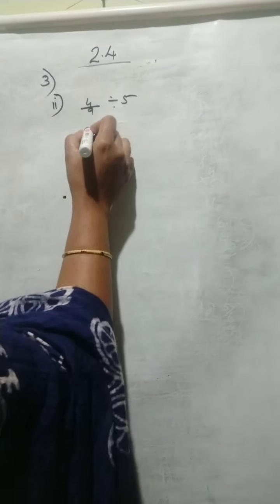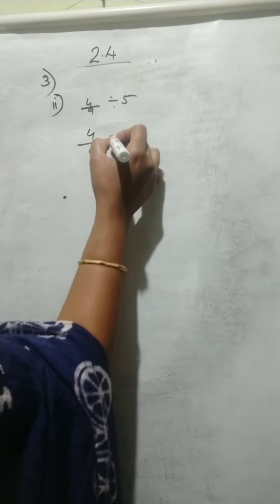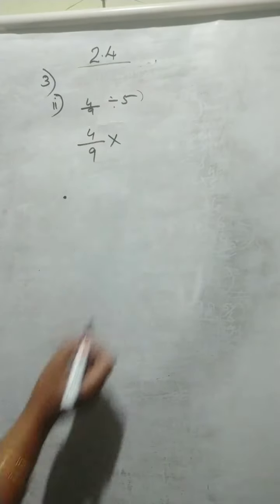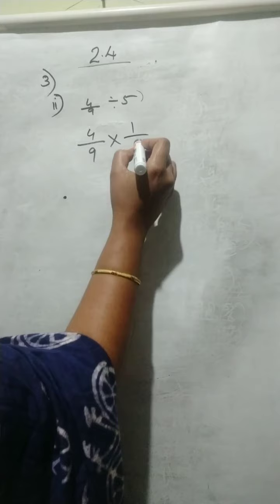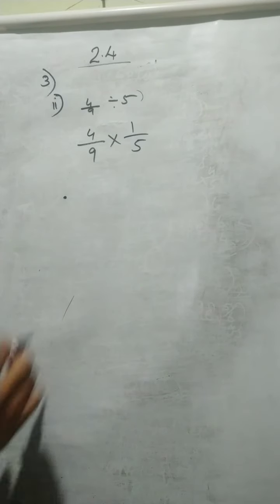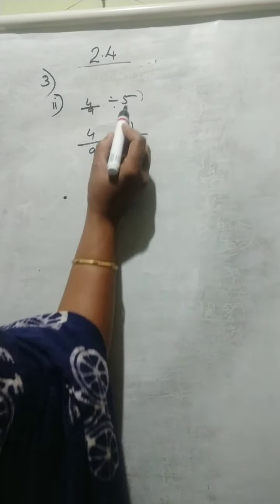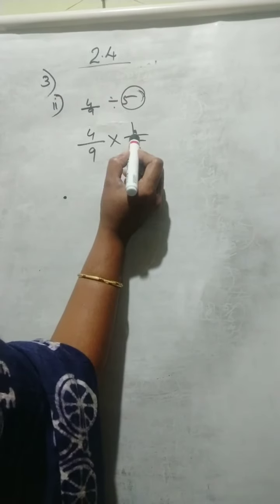For this one, 4/9 multiplied by the reciprocal of 5. 5 is a whole number. So the reciprocal will be 1/5. Okay. While writing the reciprocal of a whole number, the numerator will be 1.